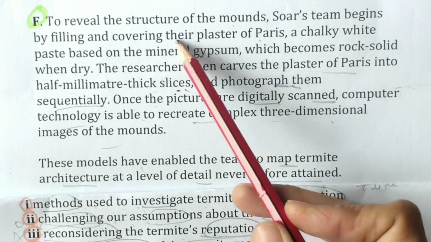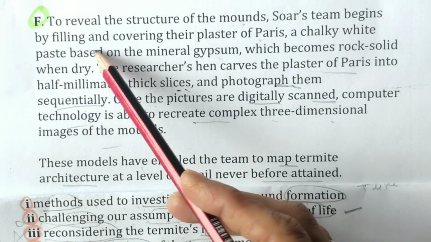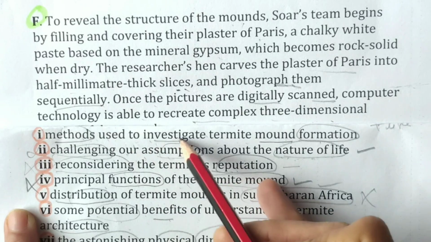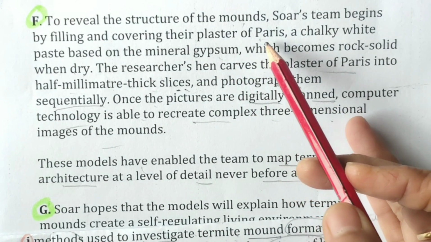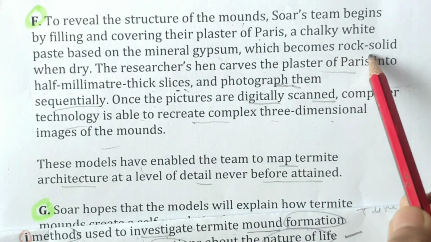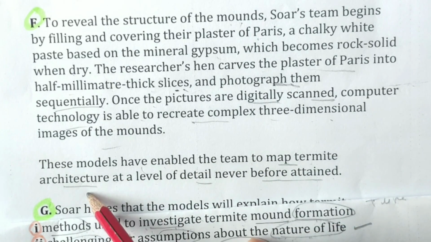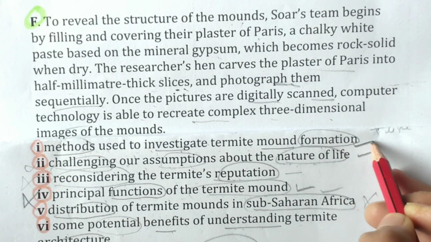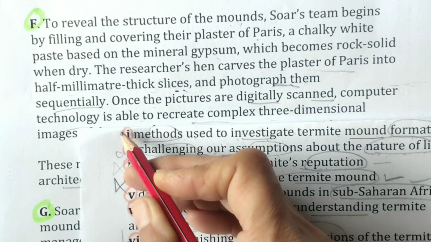Okay. To reveal the structure of the mounds, the team begins by filling and covering them. So now I think they are talking about methods used to investigate termite mound formation. So they have used plaster of Paris, a chalky white paste based on mineral gypsum, which becomes rock solid when dry. These models have enabled the team to map termite architecture at a level of detail never before attained. So this will come with first number. F number means this also is done.